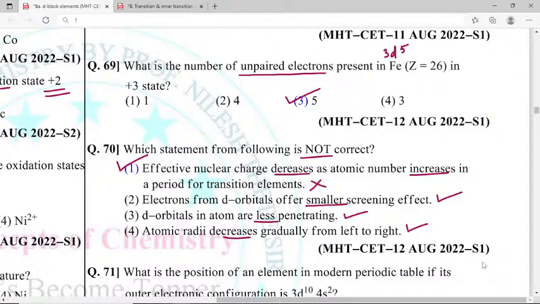Very important question. Please note down here. CET 2026.